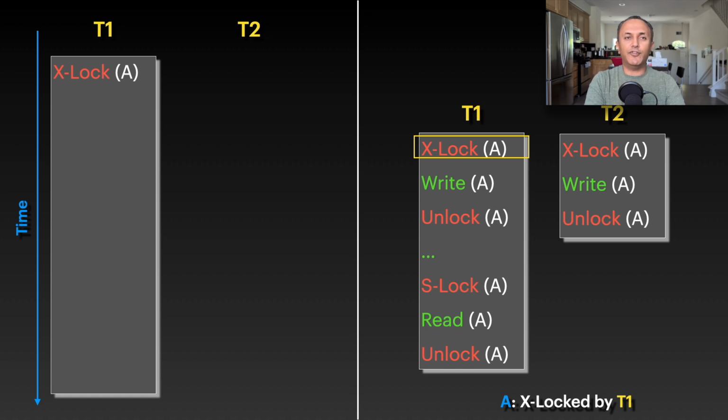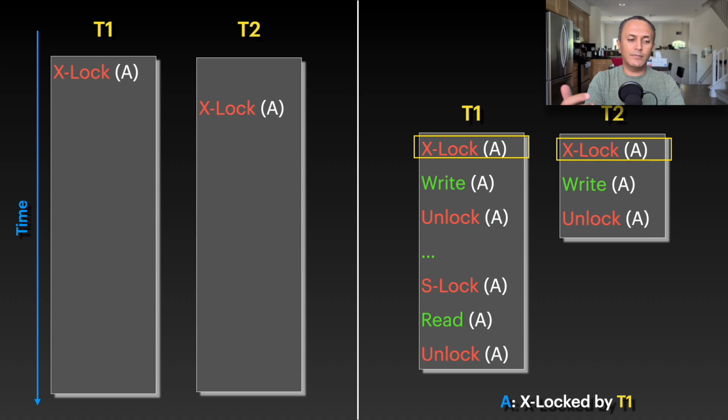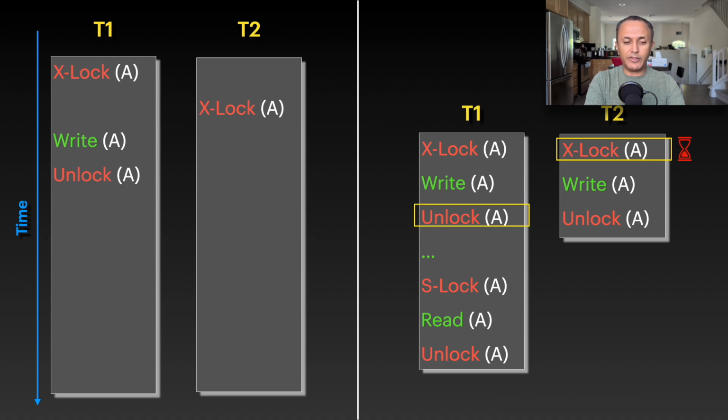T1 can still proceed. Suppose T2 starts. Now it also wants to acquire an X lock on A, but because A is already locked by an X lock, and we know that X locks are not compatible with each other, T2 will have to be blocked and wait until this lock is released. So T2 cannot proceed any further. T1 will do the write operation, and then it will unlock A. So at this point, A is not locked anymore.